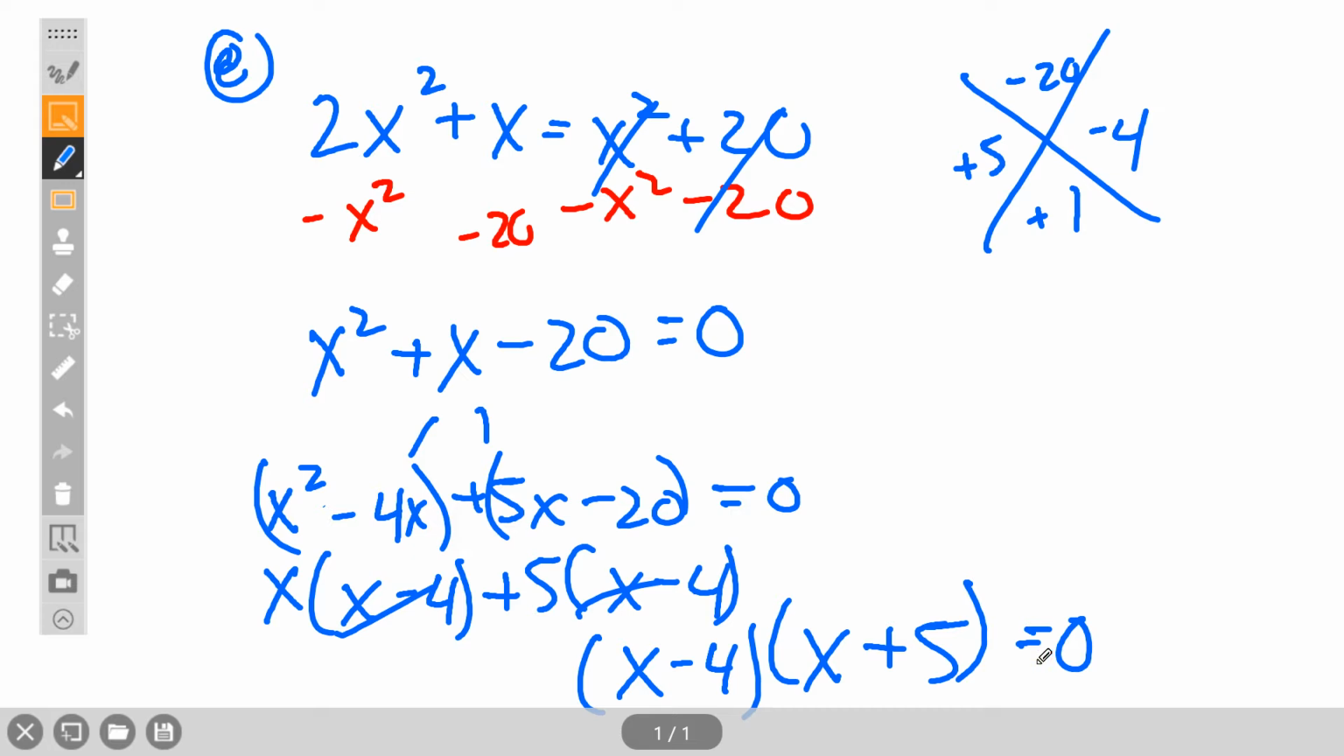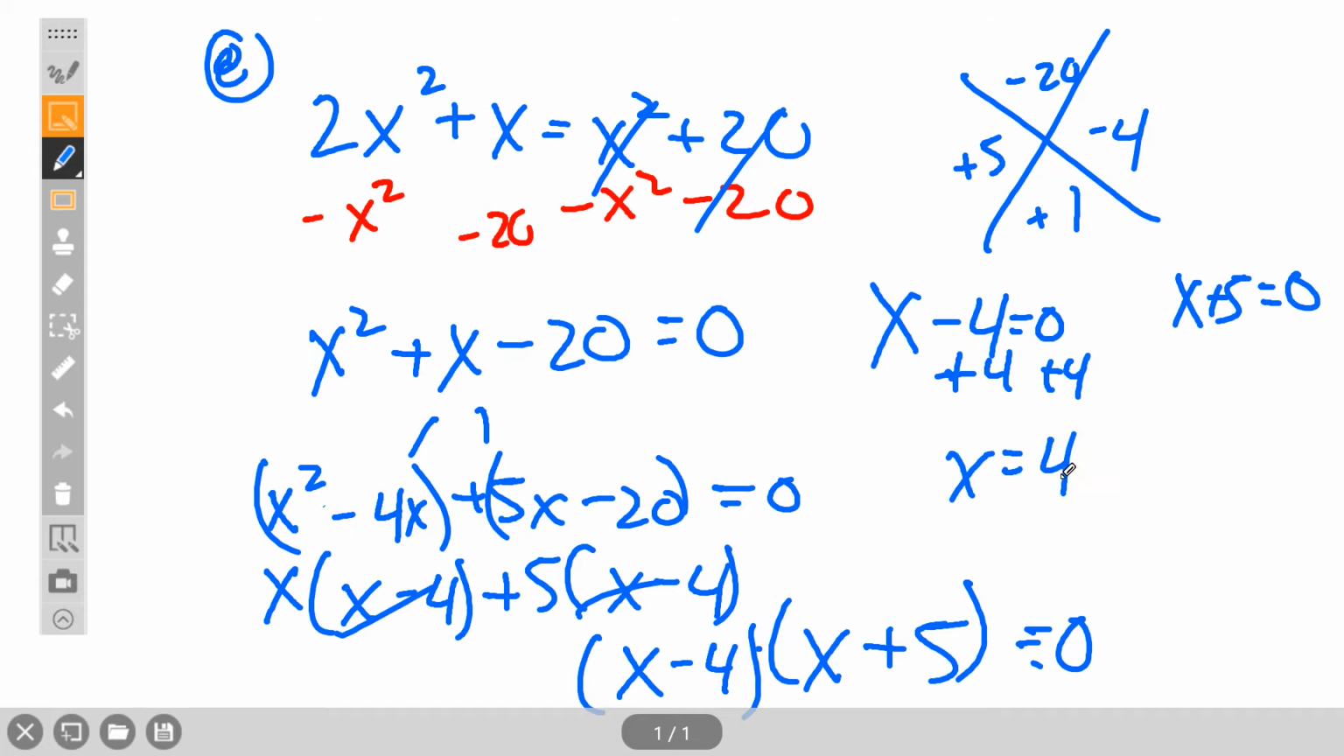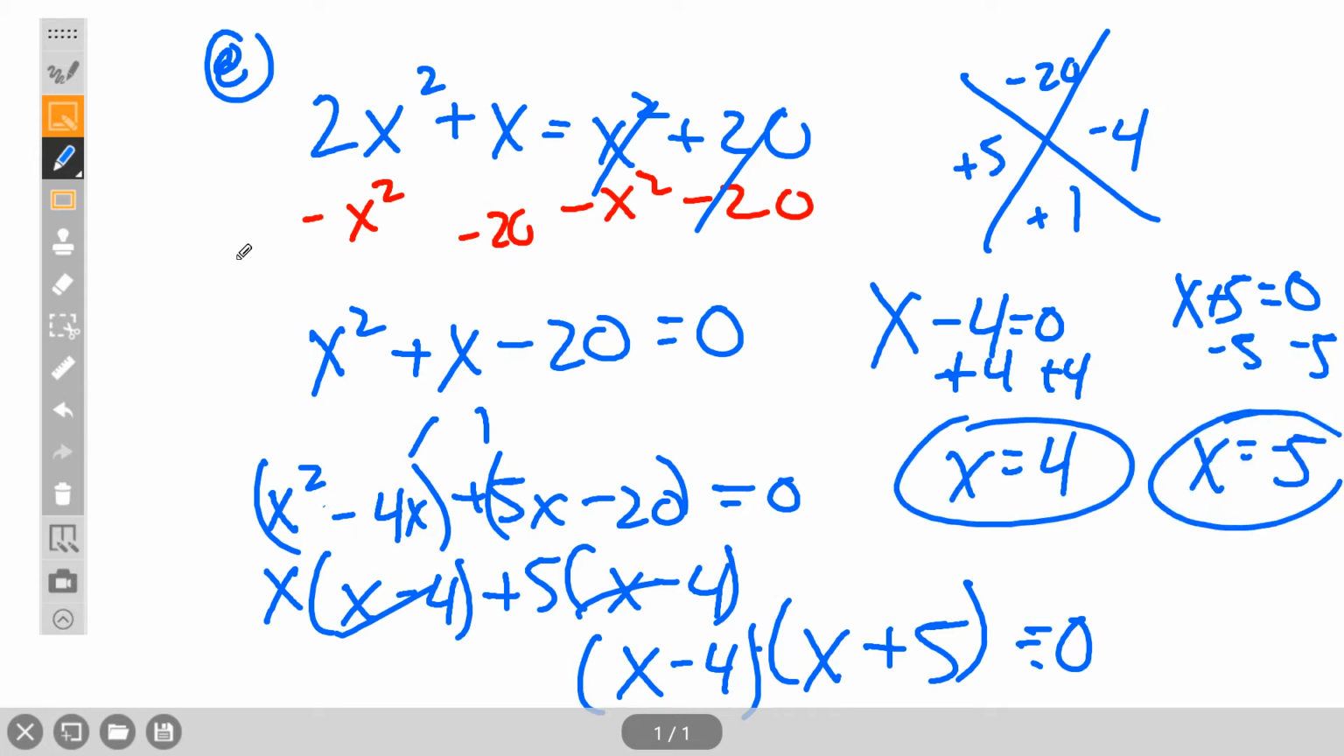And these multiply to make 0, which means that either x minus 4 is 0 or x plus 5 is 0. So I'm going to have two solutions. The first solution would cause the first factor to be 0, and the second solution would cause the second factor to be 0. So in order for the first factor to be 0, x would have to be 4. And in order for the second factor to be 0, x would have to be negative 5. So my solution set for number 8 is 4 and negative 5. Those are my two solutions for number 8.